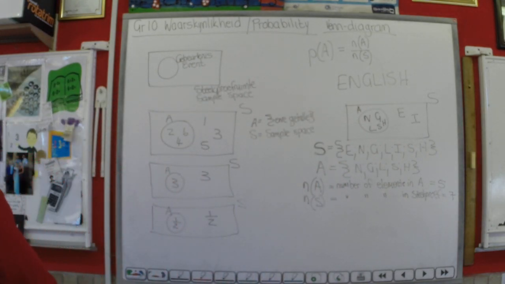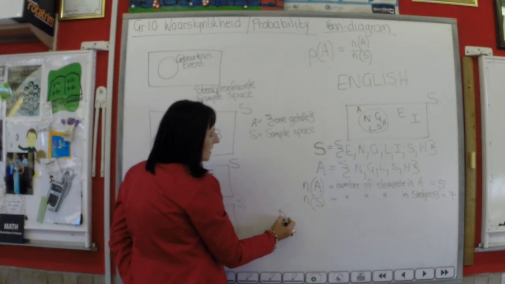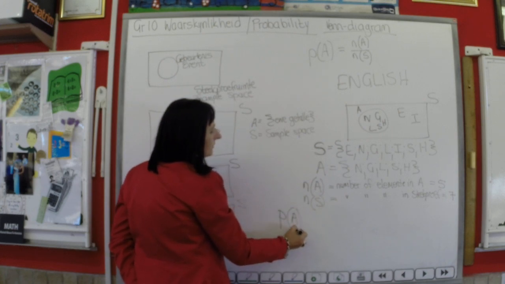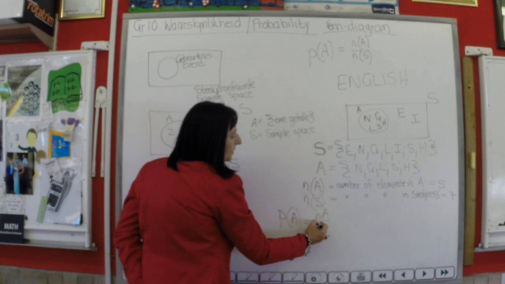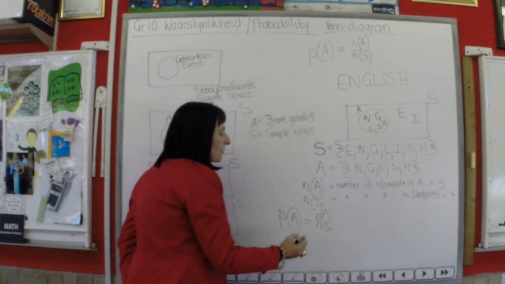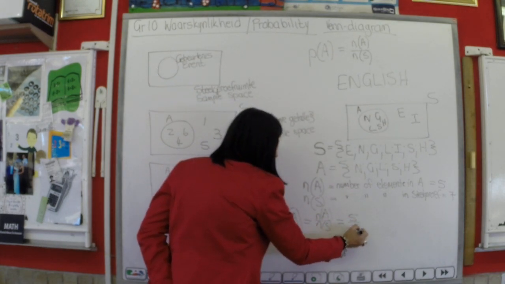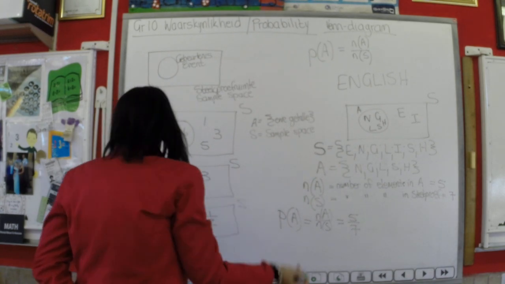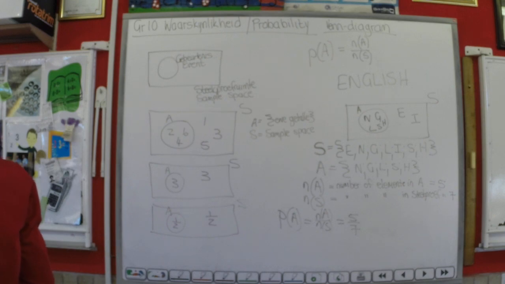Number of. And the last question then, determine the probability. Die waarskynlikheid om A te kry is die aantal in A op die aantal in S. Number of A on the number of S, that's going to be 5 on 7. A fraction between 0 and 1. Good, very easy.